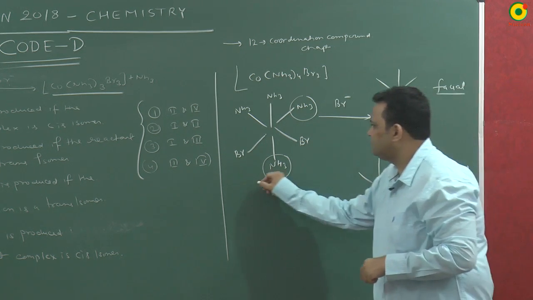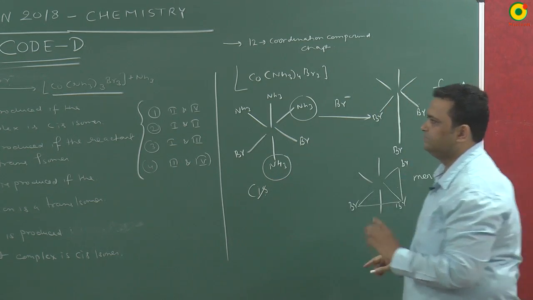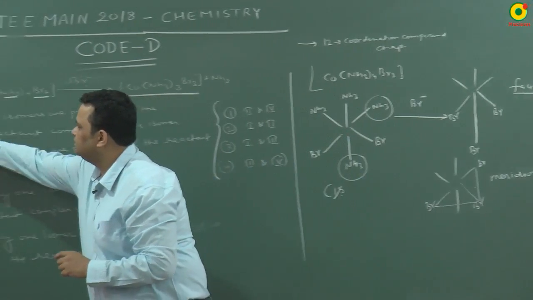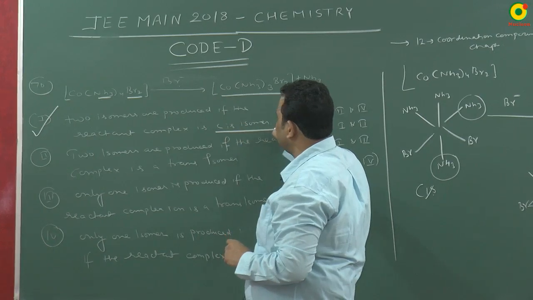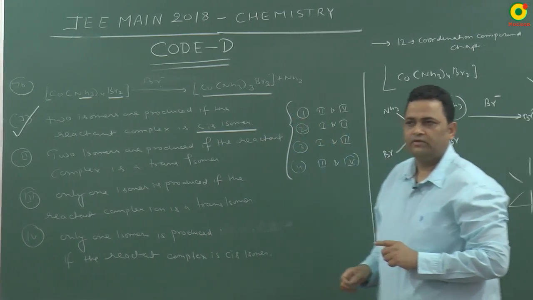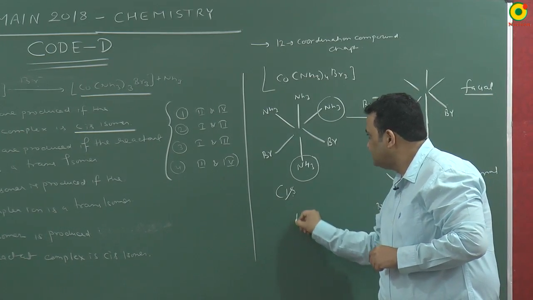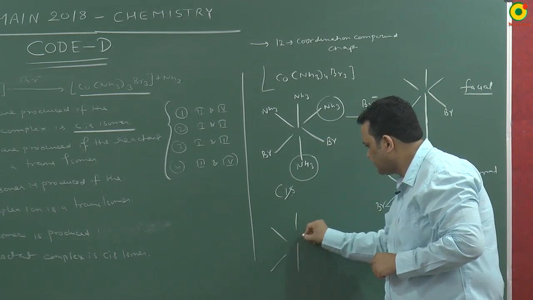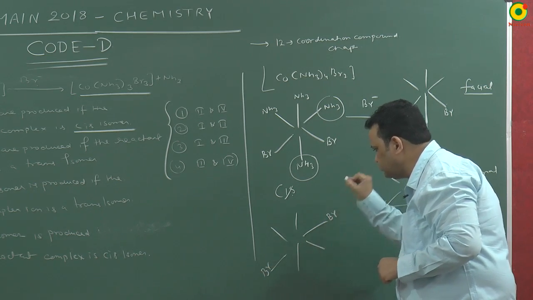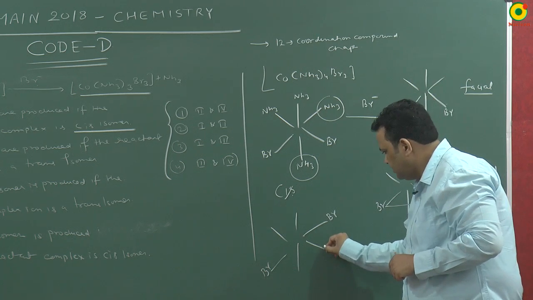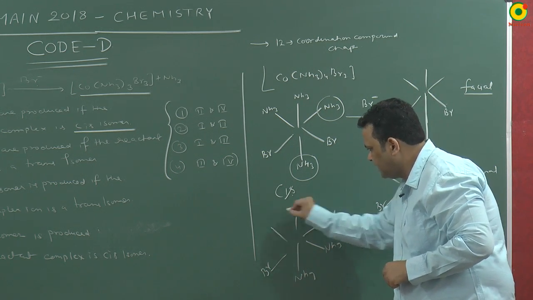So from the cis form, two isomers are formed, which means the first option is correct. Two isomers are produced if the reactant complex is a cis isomer. We have checked the cis isomer. Now we are checking the trans isomer. Trans means the two Br ligands are in opposite directions. Here is ammonia, ammonia, ammonia and ammonia.